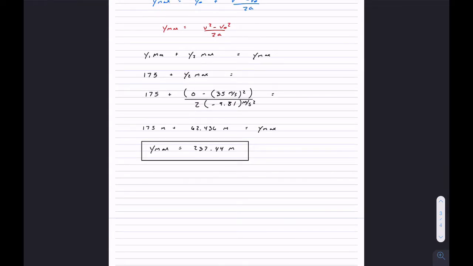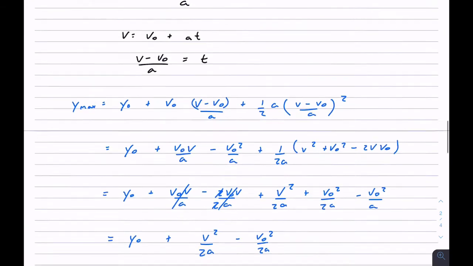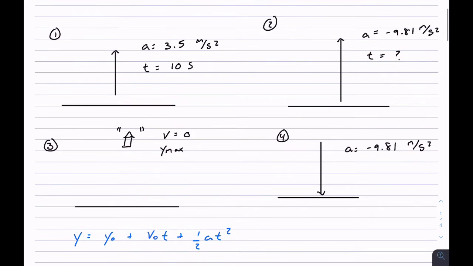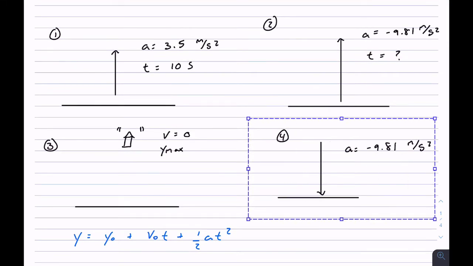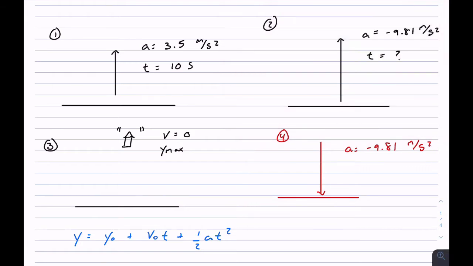D4. What is the speed of the rocket at the instant that it hits the Earth? Okay. So to solve this part of the problem, this is our fourth. If we go back up and we look at the diagrams that I drew in the beginning, this is where we are here. Okay, so we know what the acceleration is.